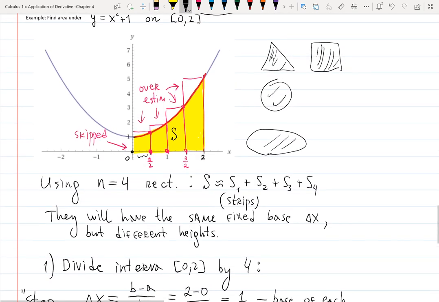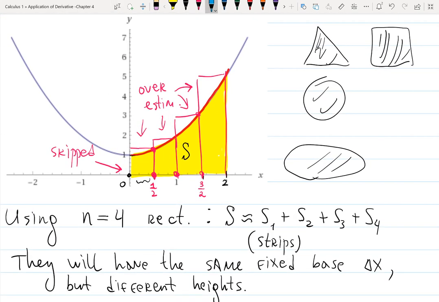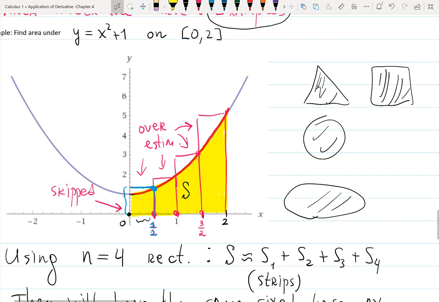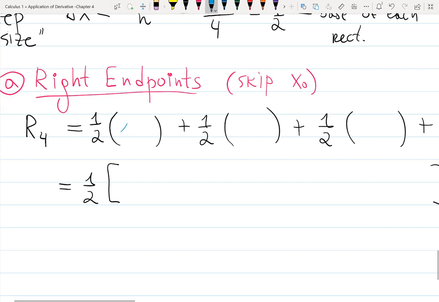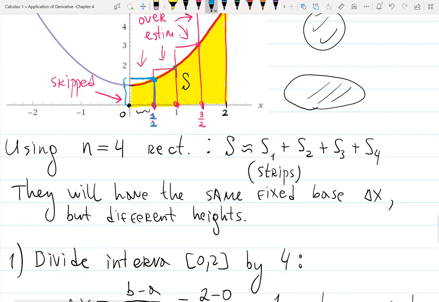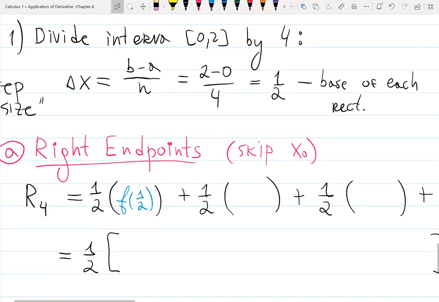How to find the height? The height for the first rectangle comes from the right point touching the function. The right point is 1/2. So I'm taking this 1/2 and plugging it into y equals x squared plus 1. So basically it's going to be f at 1/2. You see we skipped 0, reminding you. Then the next height, this rectangle is higher. That will be f at 1.